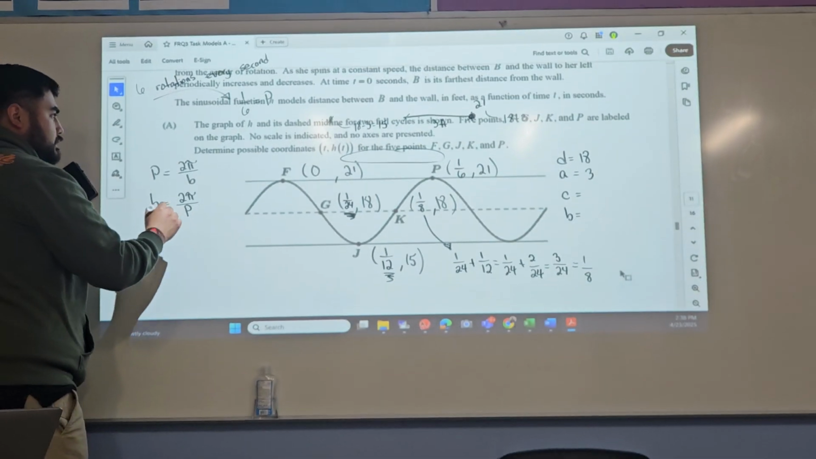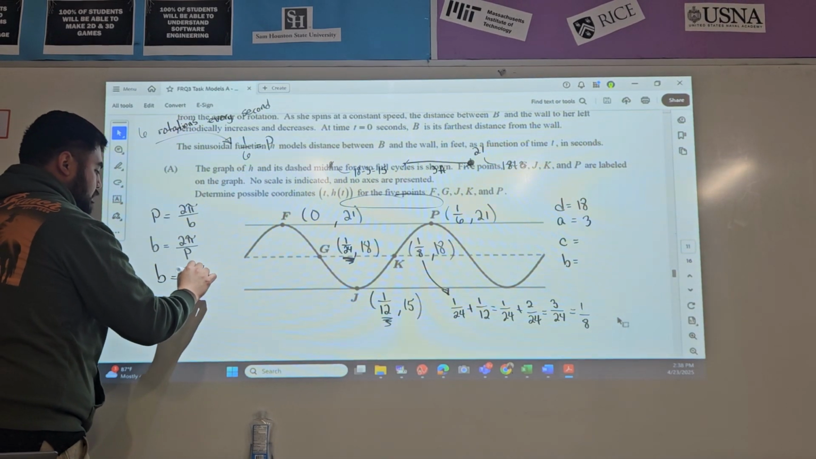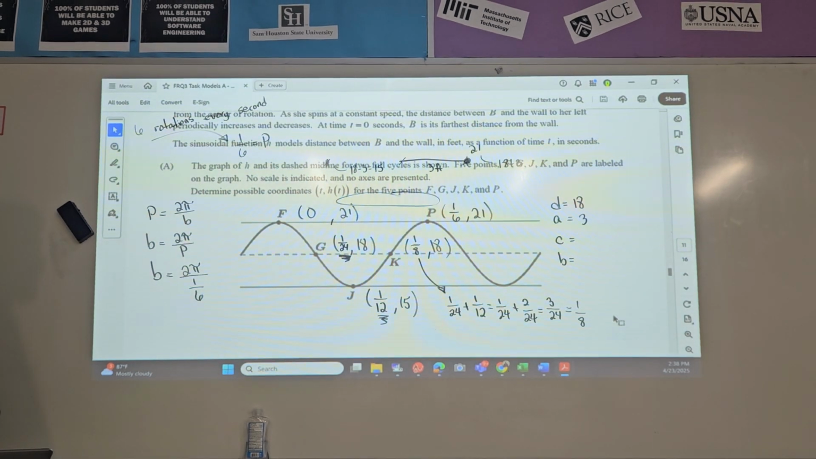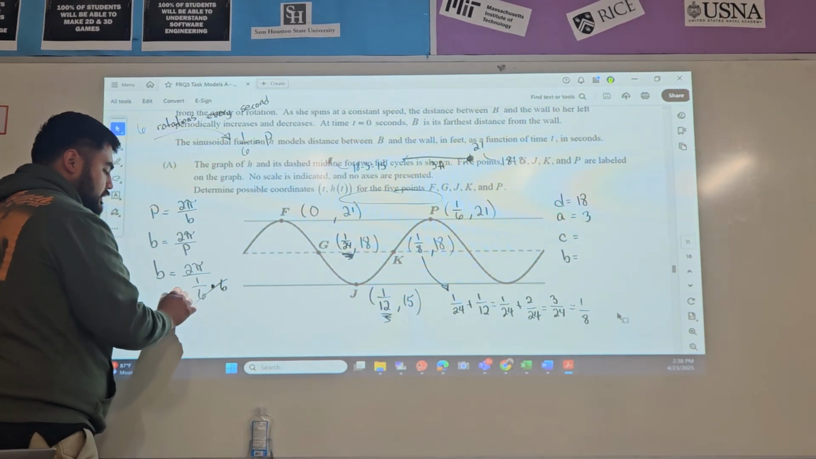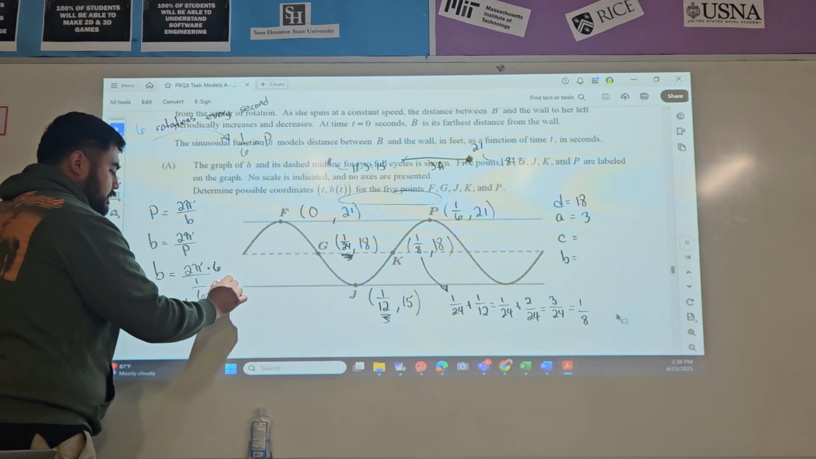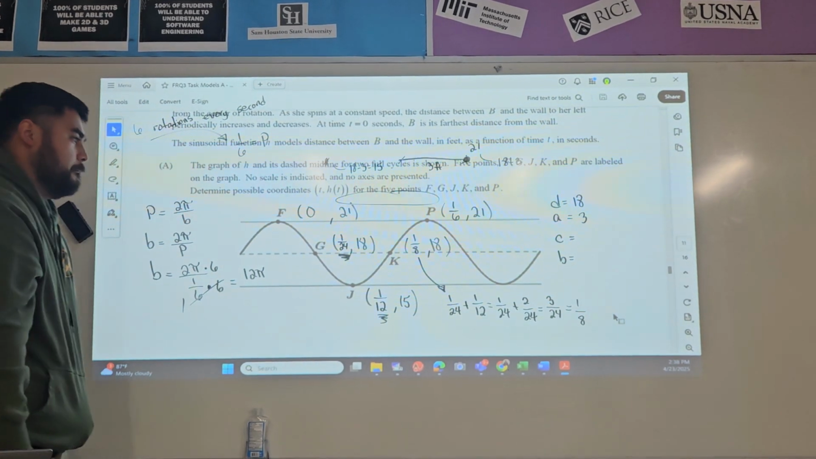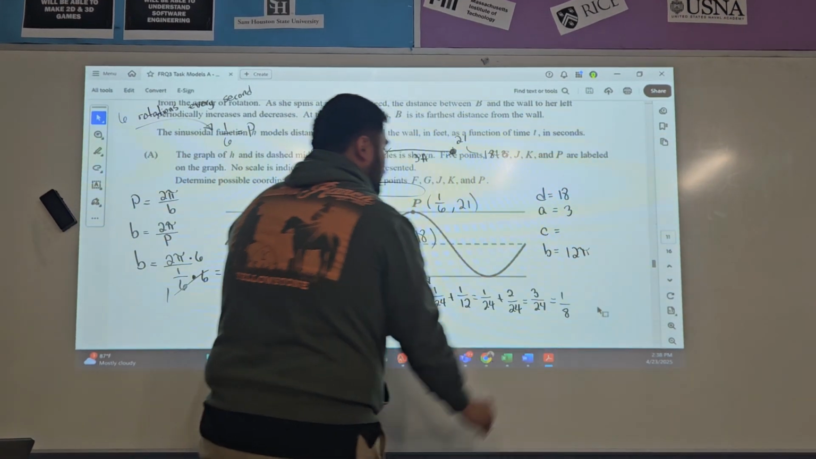The period. So this is basically saying that I have 2 pi over 1/6. I have a fraction within a fraction. How do I get rid of it? Well, multiply by the reciprocal. This turns into 1. Multiply those. Now you have 12 pi. And there you go. This right here, 12 pi.